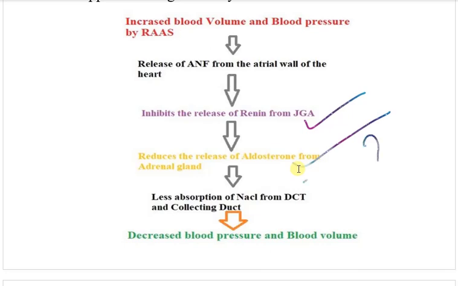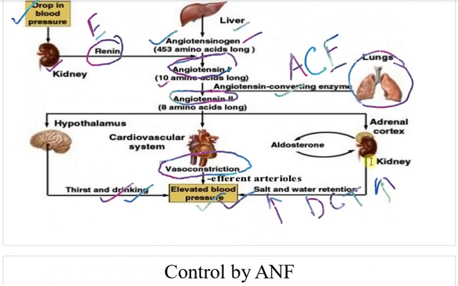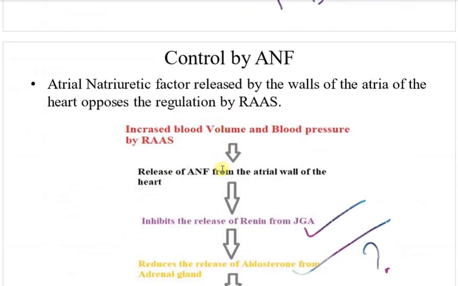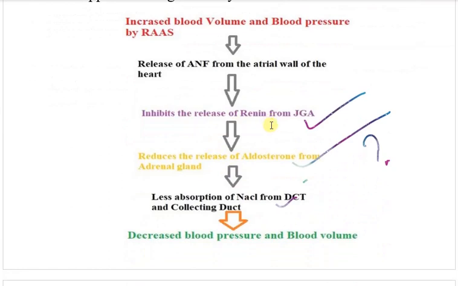So as a result, what happened? Less absorption of NaCl in the DCT and the collecting duct. Okay, what RAAS has done, it has secreted aldosterone. As a result, the DCT reabsorbs much more salt and water into the blood, and it also increases the pressure of the blood and the amount of blood. But what ANF has done, it has stopped the renin, so it is stopping RAAS in the earlier stages, and also it stops the aldosterone from being released from the adrenal gland. So there will be no one to reabsorb the NaCl and water from the distal convoluted tubule.